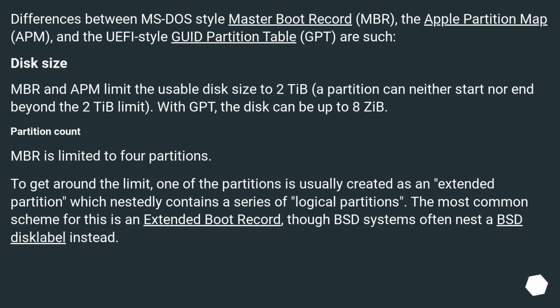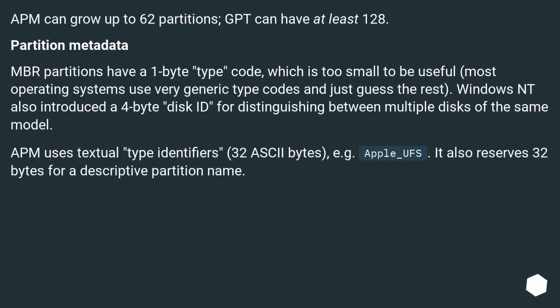Partition count. MBR is limited to 4 partitions. To get around the limit, one of the partitions is usually created as an extended partition which nestedly contains a series of logical partitions. The most common scheme for this is an extended boot record, though BSD systems often nest a BSD disk label instead. APM can grow up to 62 partitions. GPT can have at least 128.